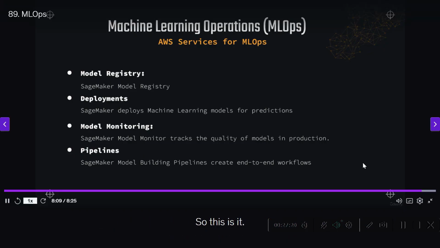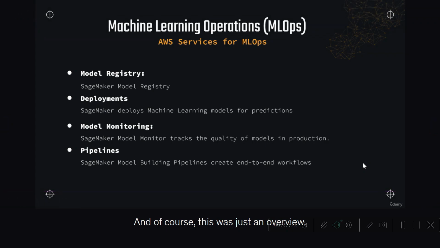So this is it. And of course, this was just an overview. Actually, we don't need to dive here into all of this depth. This is not necessary for the exam at all, but we got an overview over the machine learning operations.